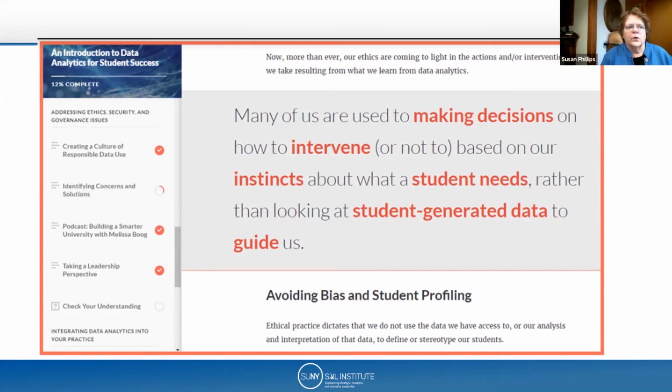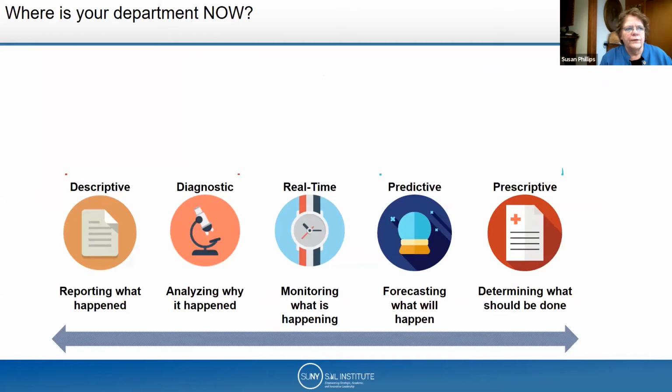So going to the next slide, just a quick question for you to think about: where is your department now? This is a sequence of data analytics, moving from descriptive, reporting on what happened, how many people failed, to diagnostic, analyzing why it failed. That's the for whom, what happened. Real time: what's going on now? How many people are on their way to failing now? Predictive: who do we anticipate might fail? And then prescriptive: determining what should be done about that failure or that failure path.